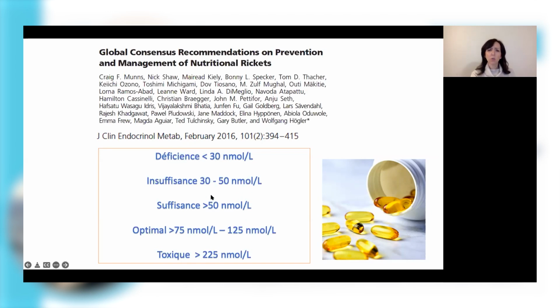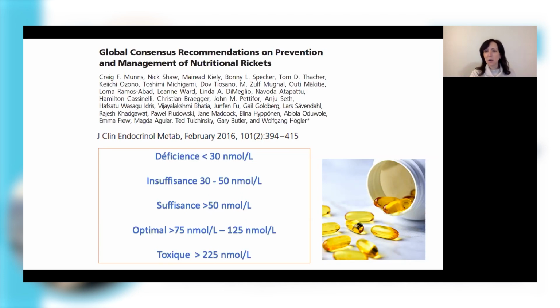You're insufficient when you're 30 to 50, but it's possible that you actually have no signs. And if you have enough calcium in your diet, that can be completely well tolerated. So ideally, we consider you sufficient when you're above 50, and ideally, we want to keep you between 75 and 125. And toxicity really happens above 200, 225 nanomoles per liter. So we really have quite a comfortable space.